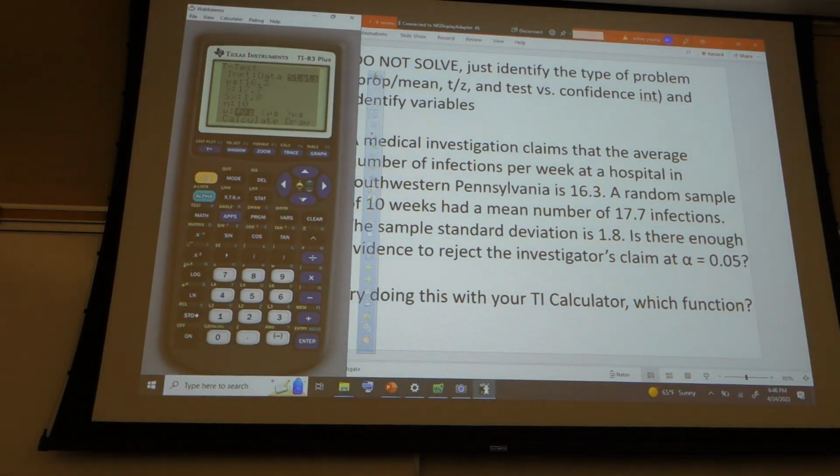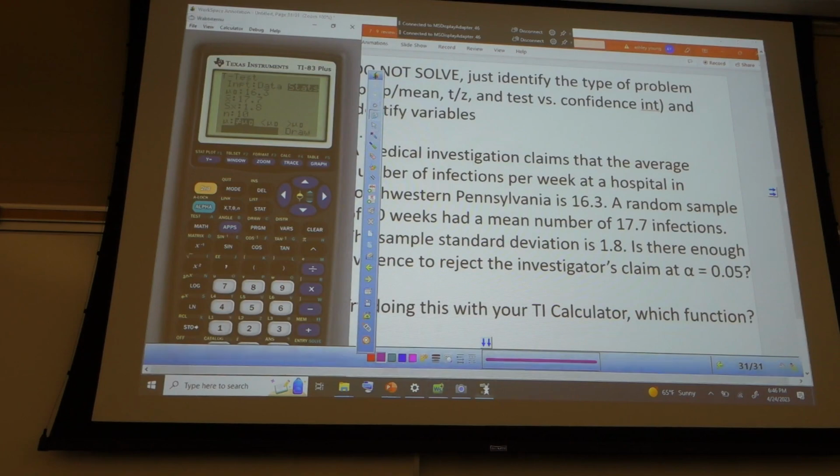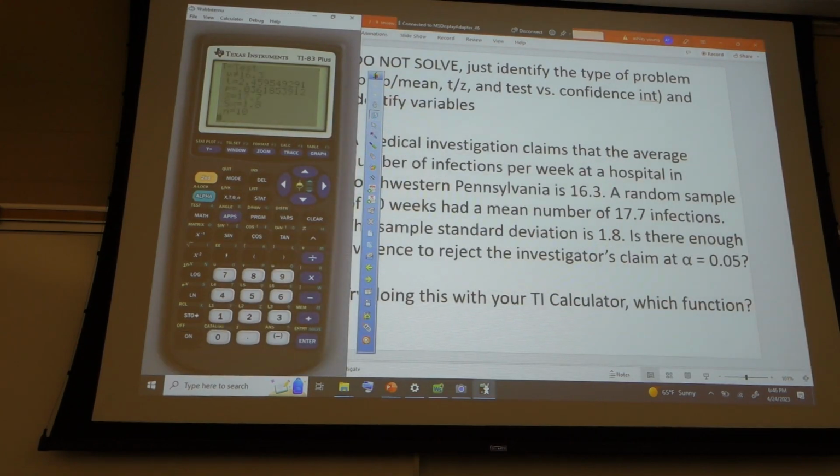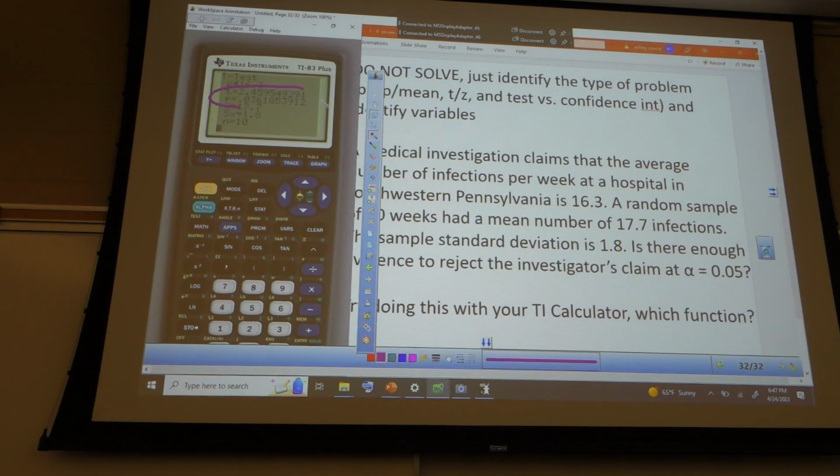Good. We will calculate that and get here's my stuff right there. All good? Okay. Perfect.